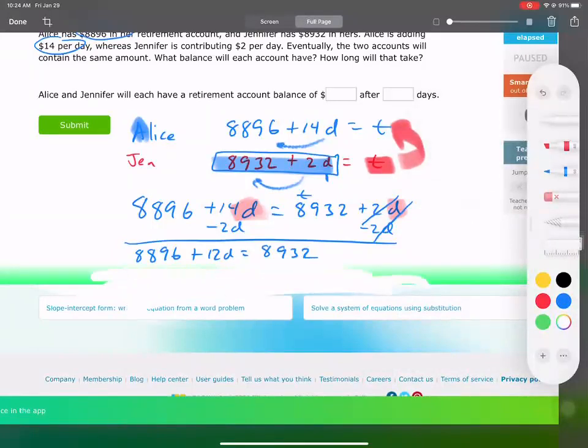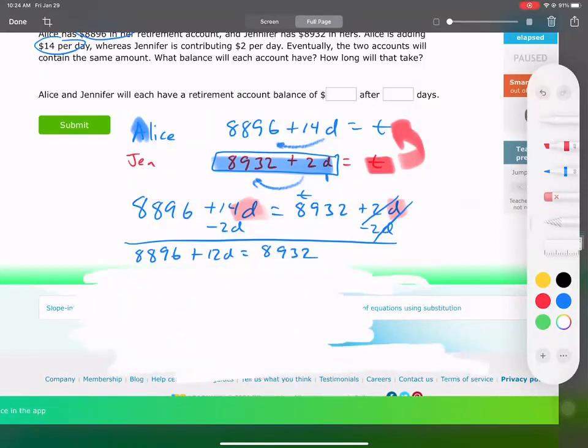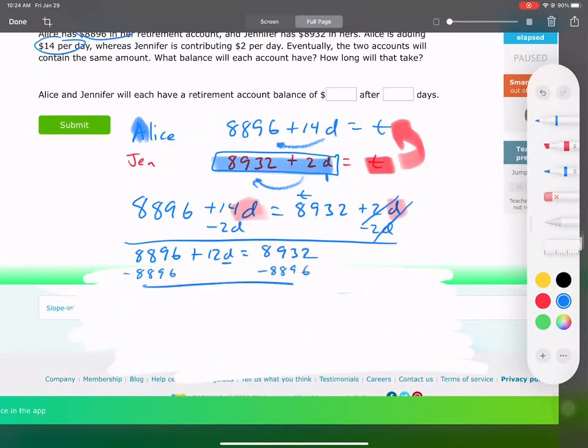Give myself a little more working room here. And this is all in the space I need. Okay, so from here we want to solve for d, so we're going to get rid of everything else but the d. So I'm going to move the 8,896 minus 8,896 over. You can use a calculator if you want to subtract those off from each other.